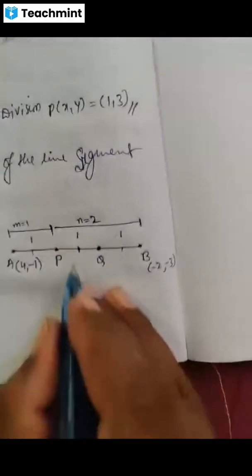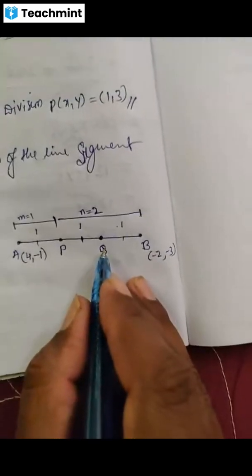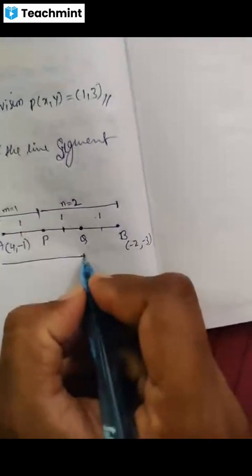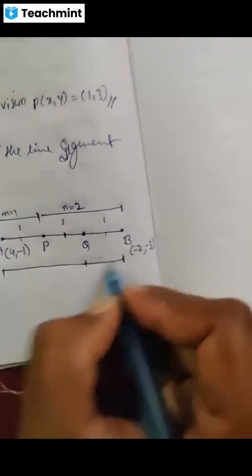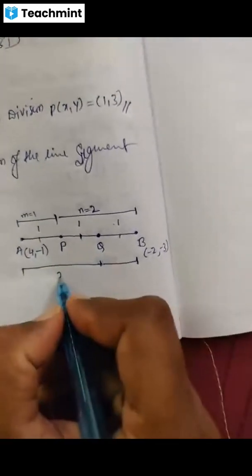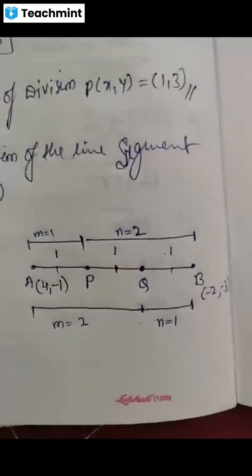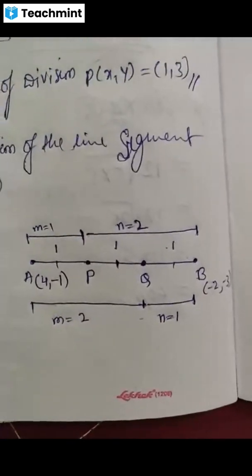In the second case, if you want to find the coordinates of Q, from A to Q is one ratio and from Q to B is another ratio. So here to here it is 1 and 2, so 2 units. Okay, m is equal to 2 here and n is equal to 1. You can consider it like this. Any doubts regarding this explanation?